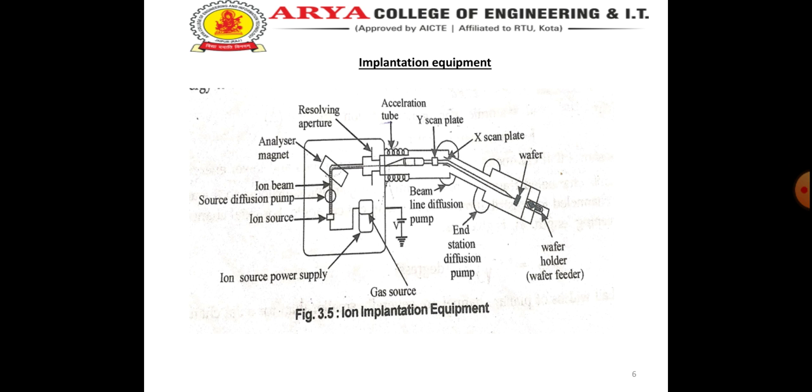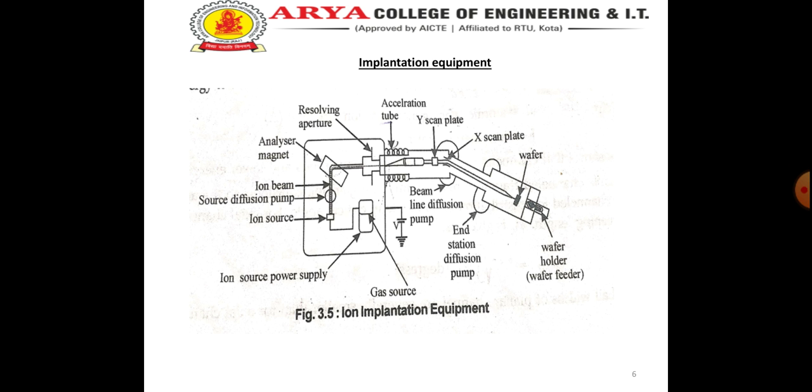Now we are having implantation equipment as shown in the figure. The basic requirement for an ion implantation system is to deliver a beam of ions of a particular type and energy to the surface of silicon wafer.